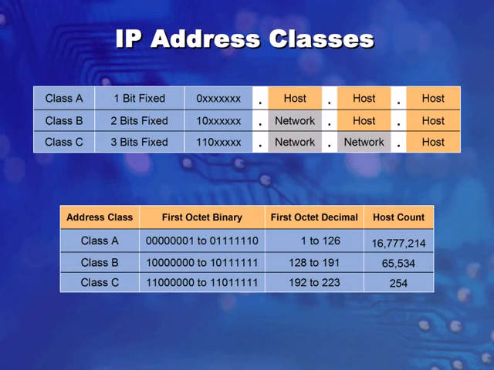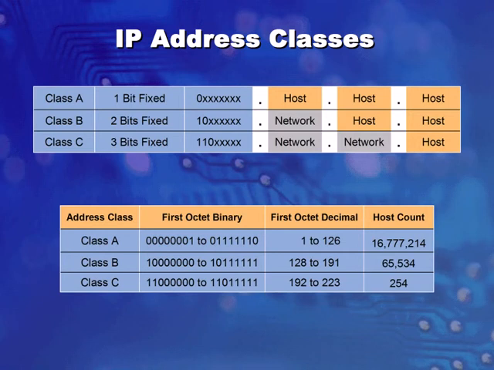So for each Class B network, you could potentially have 65,536 addresses in the host portion. Of course, we'll talk about why you subtract 2. You can see the host count here is 65,534. We're subtracting 2 because we need a network number and a broadcast number for the network. We'll talk more about that later.